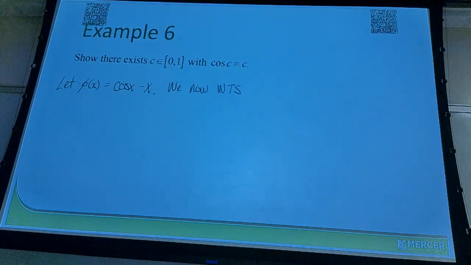We now want to show there exists a c in 0 to 1 such that, sorry, phi of c is equal to 0. Because that would be the same thing as saying cosine of c minus c is equal to 0.